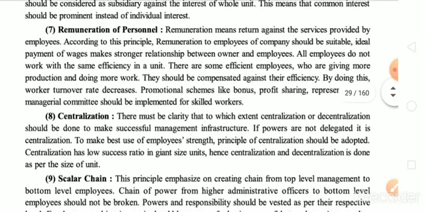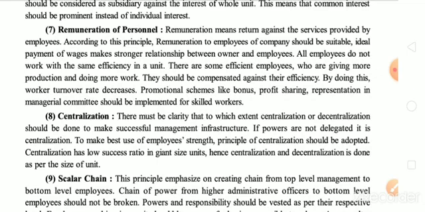Remuneration means return against the services provided by employees. First of all, underline this statement as it will be asked for 1 mark in your final examination. So it means any kind of return given to the employees or workers for service rendered by them during the working hours in the organization.